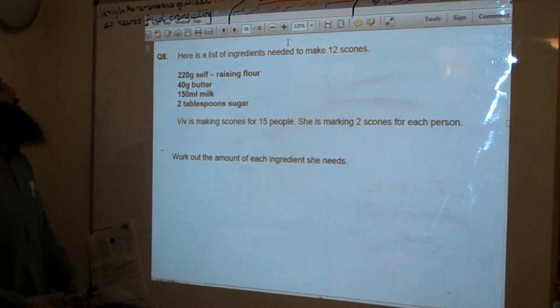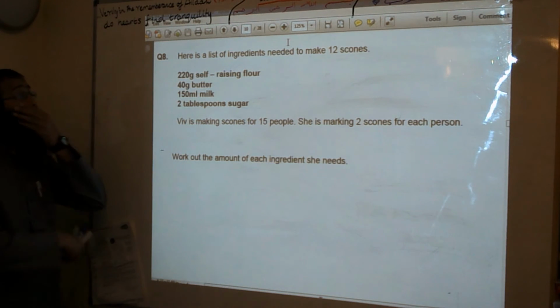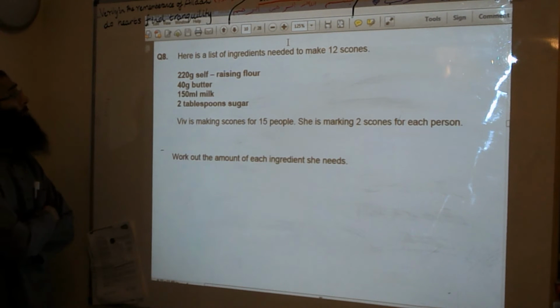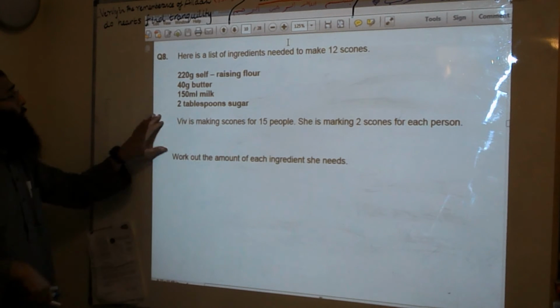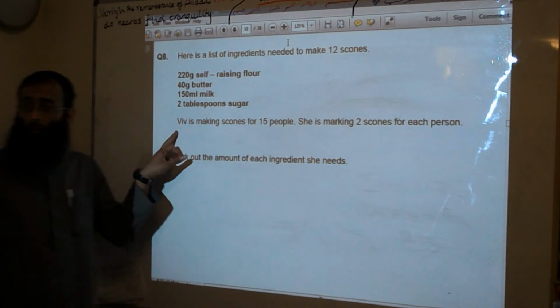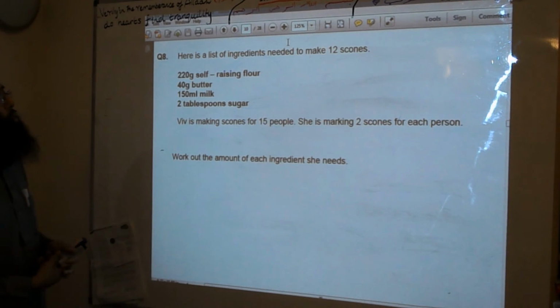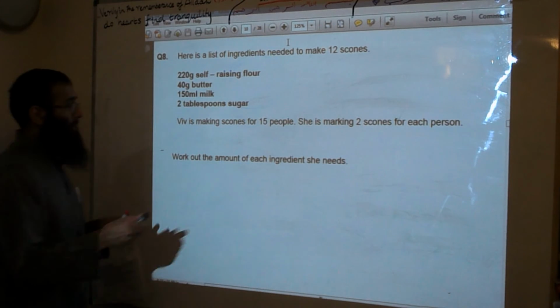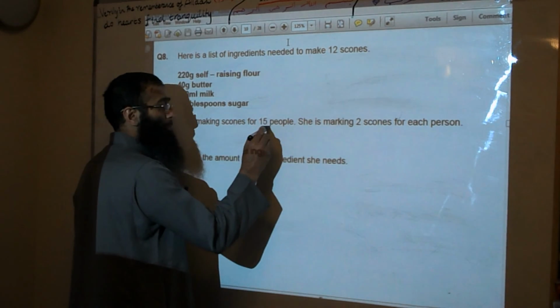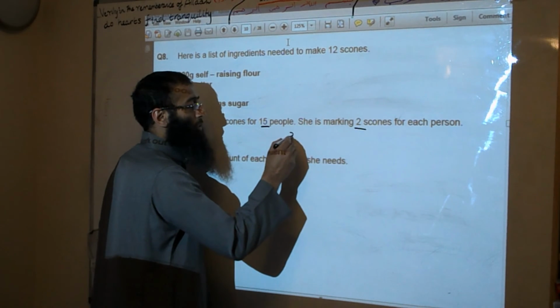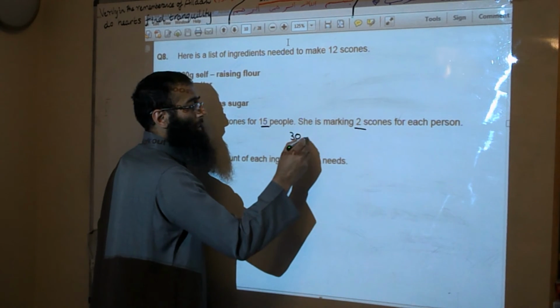Okay, lovely. Question number 8. Here's a list of ingredients needed to make 12 scones. 220 grams self-raising flour, 40 grams butter, 150 milliliters milk, 2 tablespoons of sugar. Viv is making scones for 15 people. She's making 2 scones for each person. So she's making it for 15 people, but how many is she making each? How many scones is she making altogether? 30 scones.